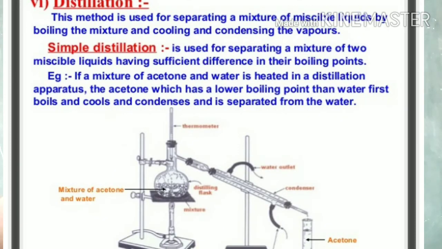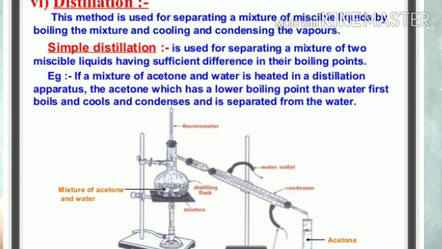We are going to learn about distillation. This method is used for separating a mixture of miscible liquids by boiling the mixture. I am going to boil the mixture because two things have been mixed together, and they may vary in their boiling point. That is why I am going to heat the mixture, and then cool and condense the vapor.